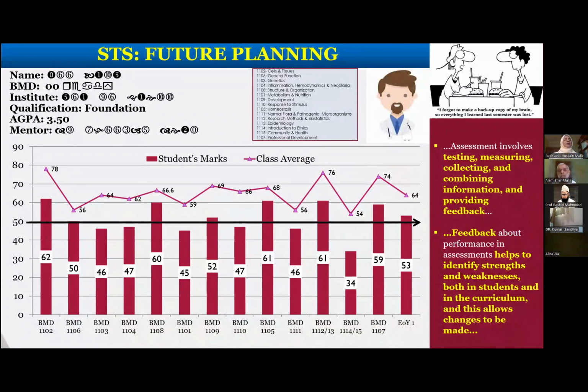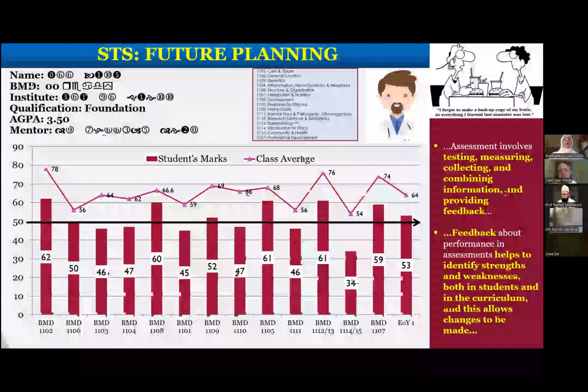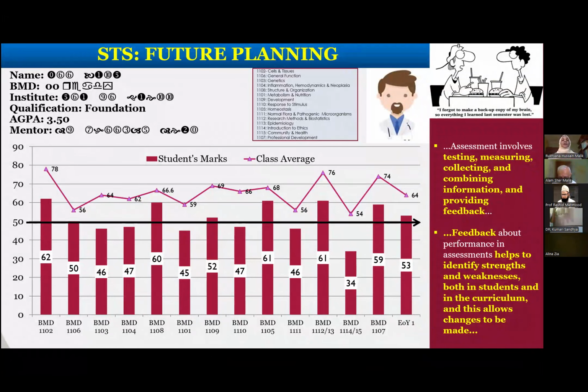So all the topics which were covered, the cell and tissue and then function, and genetics and inflammation dynamics, all are given over there, the module numbers over there. So the student overall throughout the year has been performing below average. So you have to take care of the student in the next year.